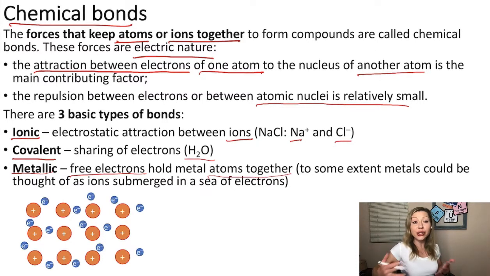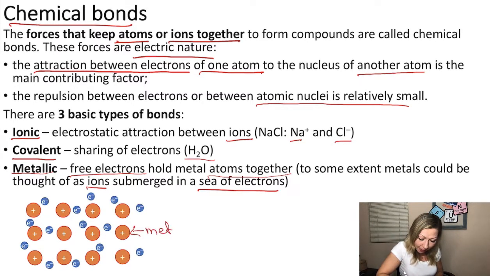To some extent, you can think of metallic bonds as the metal atoms being ions submerged in a sea of electrons, just like it's shown here. So we are going to have a metal atom there, and the electrons are right here in blue, and they can just roam around. So this is kind of a path of how an electron would move.